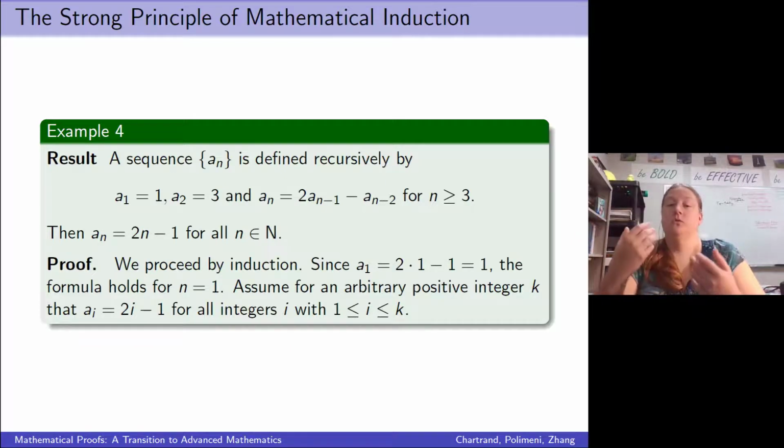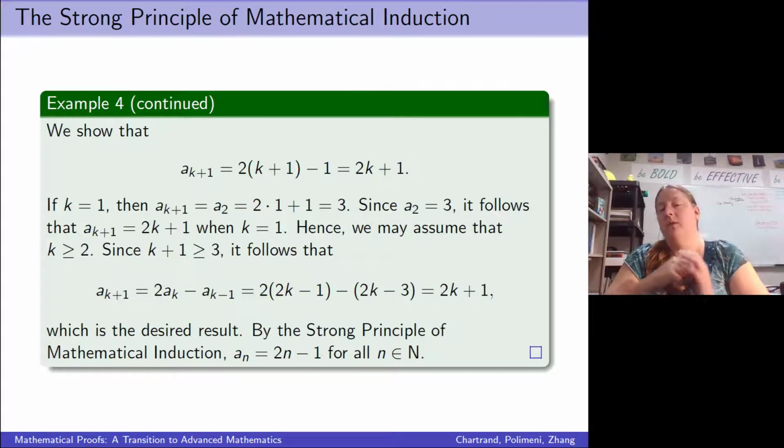So then we're going to have our induction hypothesis. Now remember, with strong induction, our induction hypothesis is the thing that has changed. So we're going to assume that for some arbitrary positive integer k, that a sub i equals 2 times i minus 1 for all of the integers from 1 to k. So now we need to show that a sub k plus 1 equals 2 times the quantity k plus 1 minus 1. I can simplify 2 times k plus 1 minus 1 to be 2k plus 1. That gives me a better idea of what I'm looking for.